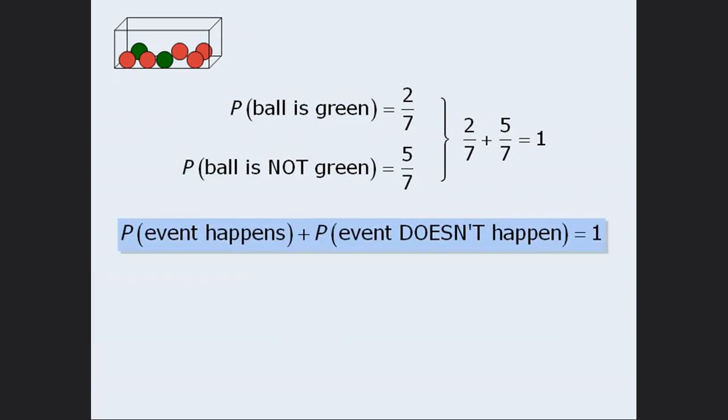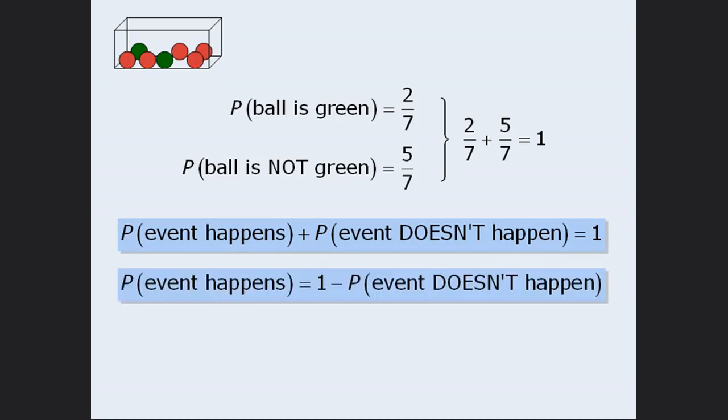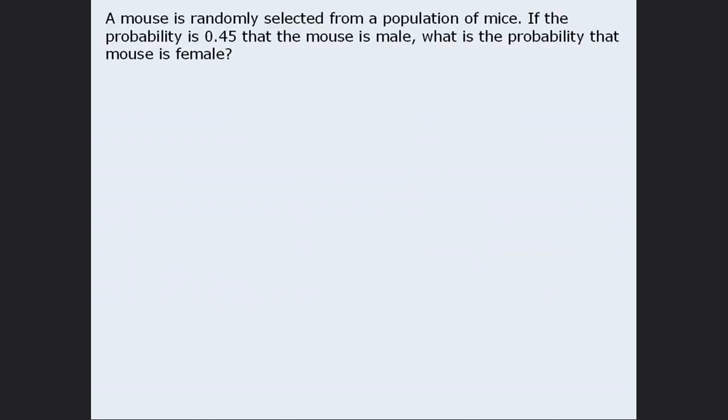The probability that an event happens plus the probability the event doesn't happen will always equal 1. Or we can rearrange this equation to conclude that the probability that an event happens will always equal 1 minus the probability the event doesn't happen. Now let's look at an example of how this rule works.